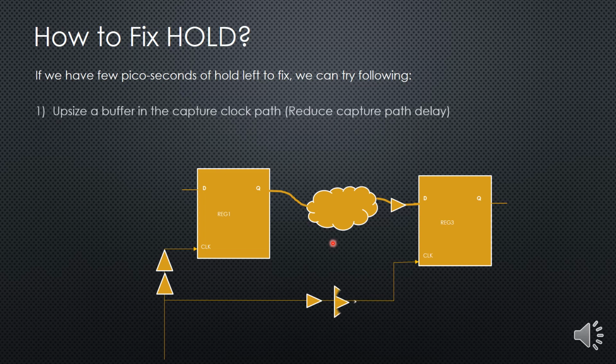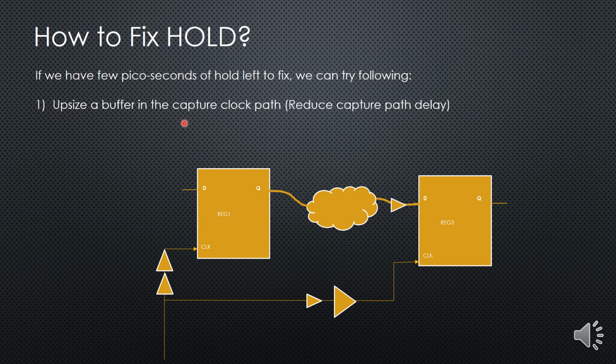The first thing we can try is to upsize a buffer in the capture clock path, in such a way that the capture path delay is reduced. If we are able to upsize one of the cells in the capture clock path and manage to reduce my capture path delay by a few picoseconds, that is going to reduce the skew by a few picoseconds, and it is going to fix your hold violation which is violated by a few picoseconds.